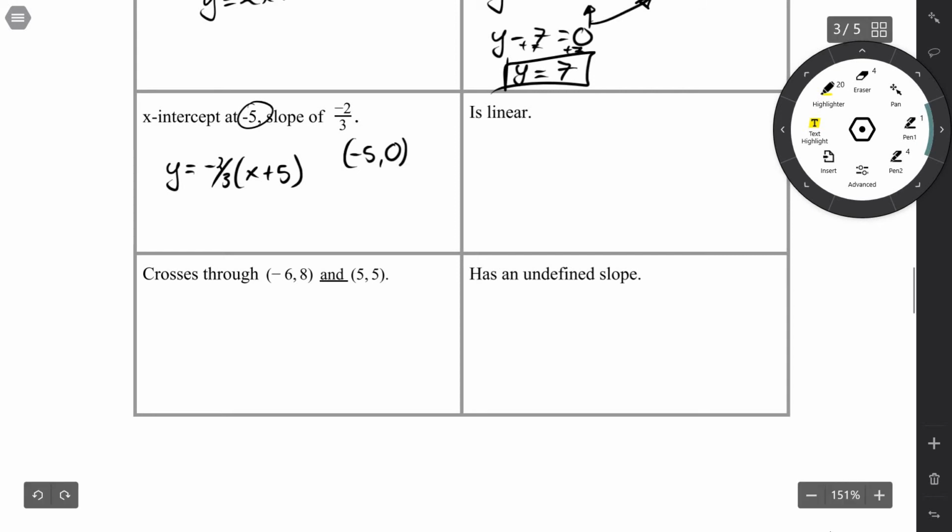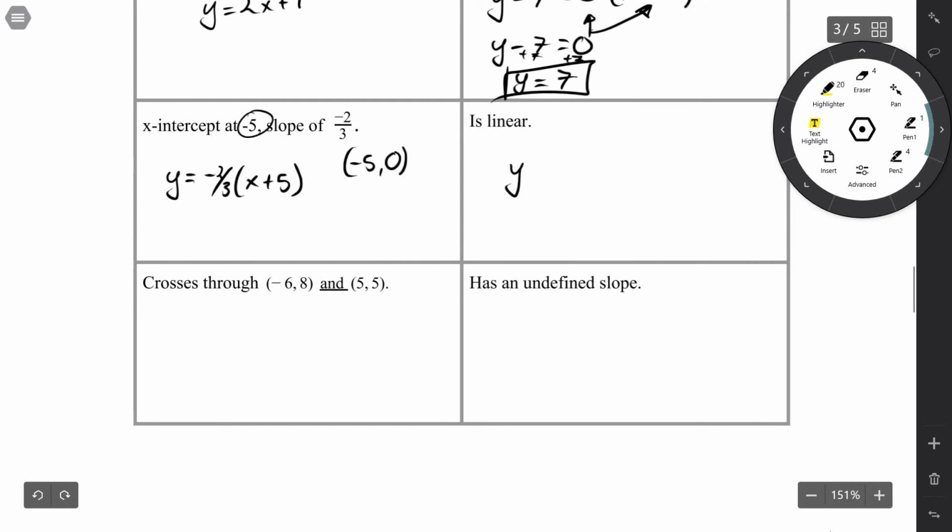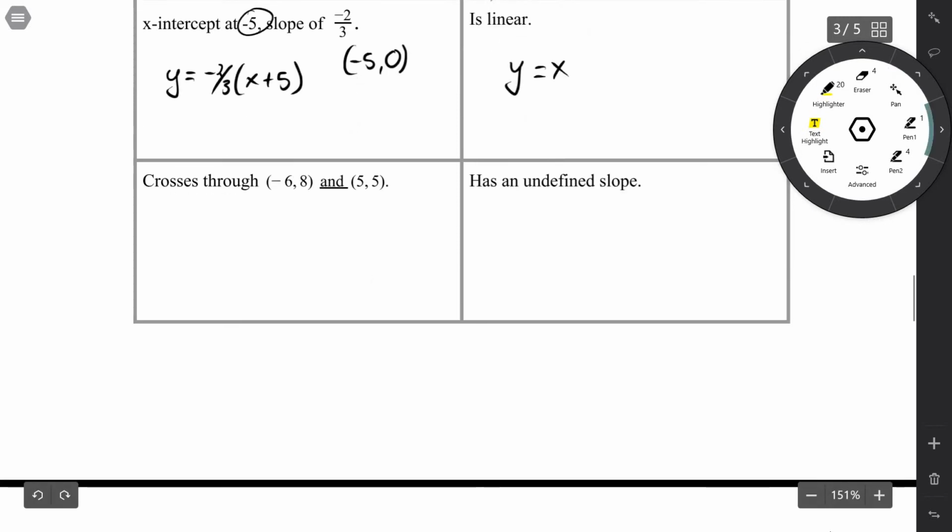The next one that we're looking at here would be this one here, linear. This can be as complicated or as simple as you want, so long as we don't have any x's to any powers. Y equals x is what I would go with. Just keep it simple and short.